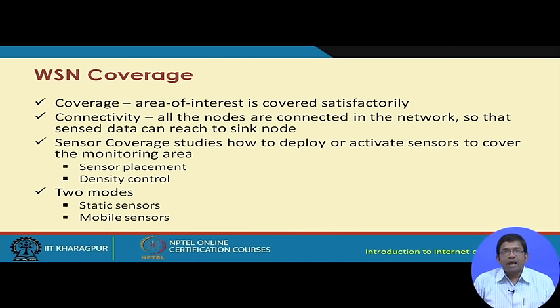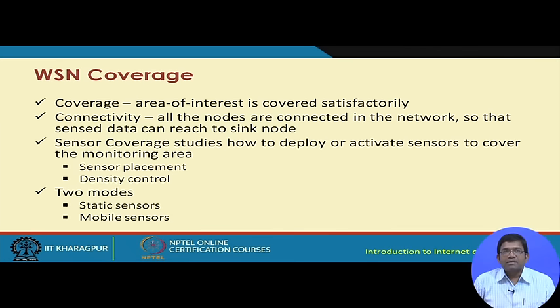There is an allied terminology called connectivity. Connectivity of the nodes is basically to ensure that for each and every node in the network, there is some path available to the sink node to transmit the sensed information. So, in the connectivity problem, we have to ensure that all the nodes are connected in the network, so that the sensed data can reach the sink node.